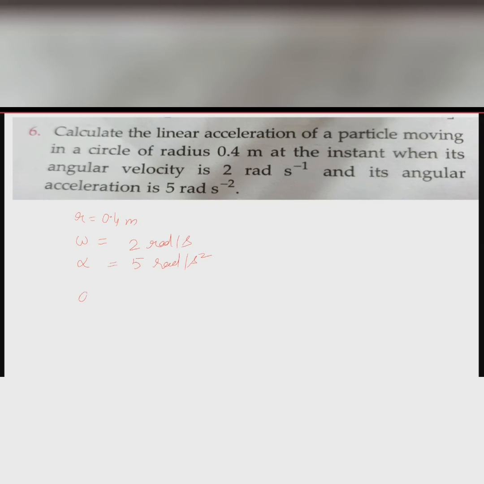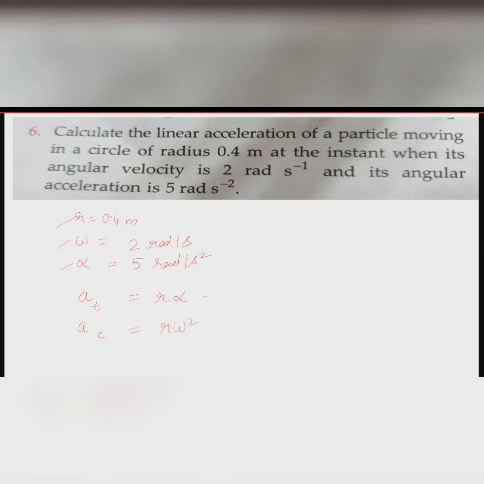We will use the formula for tangential acceleration, which is equal to R alpha. And centripetal acceleration, which is equal to V squared by R, that is, omega square R. Okay, so we have alpha, we have omega, we have R.